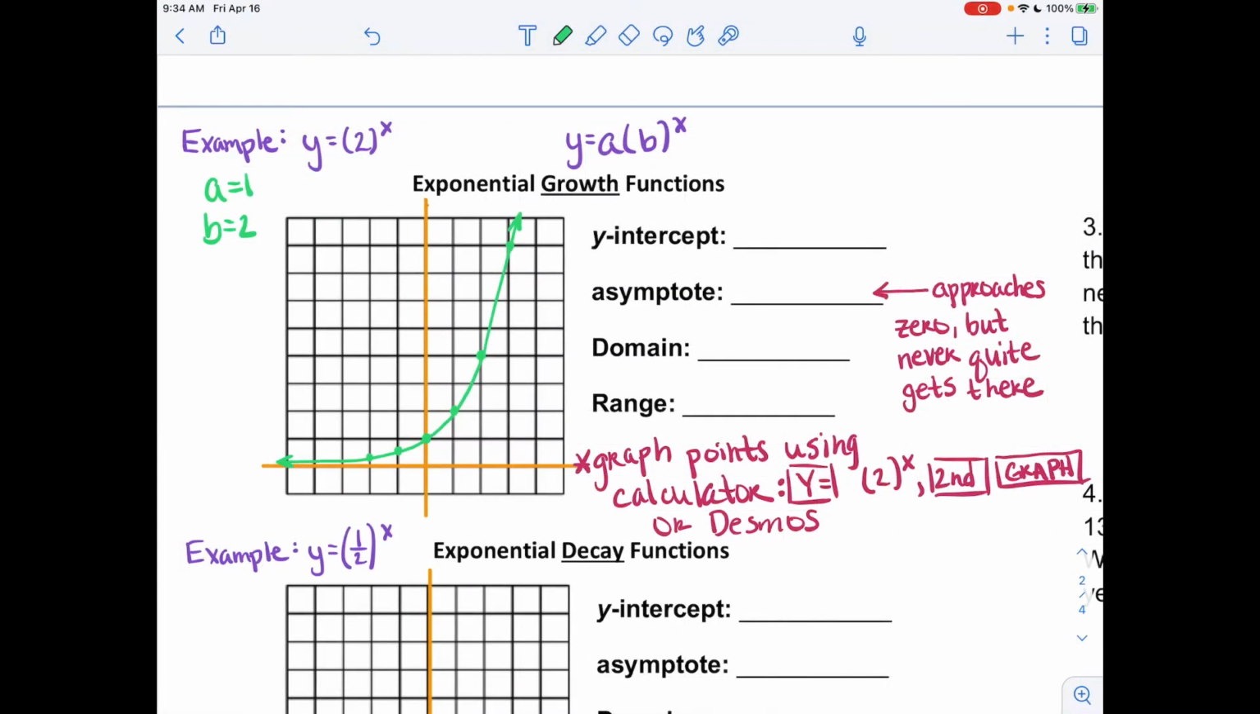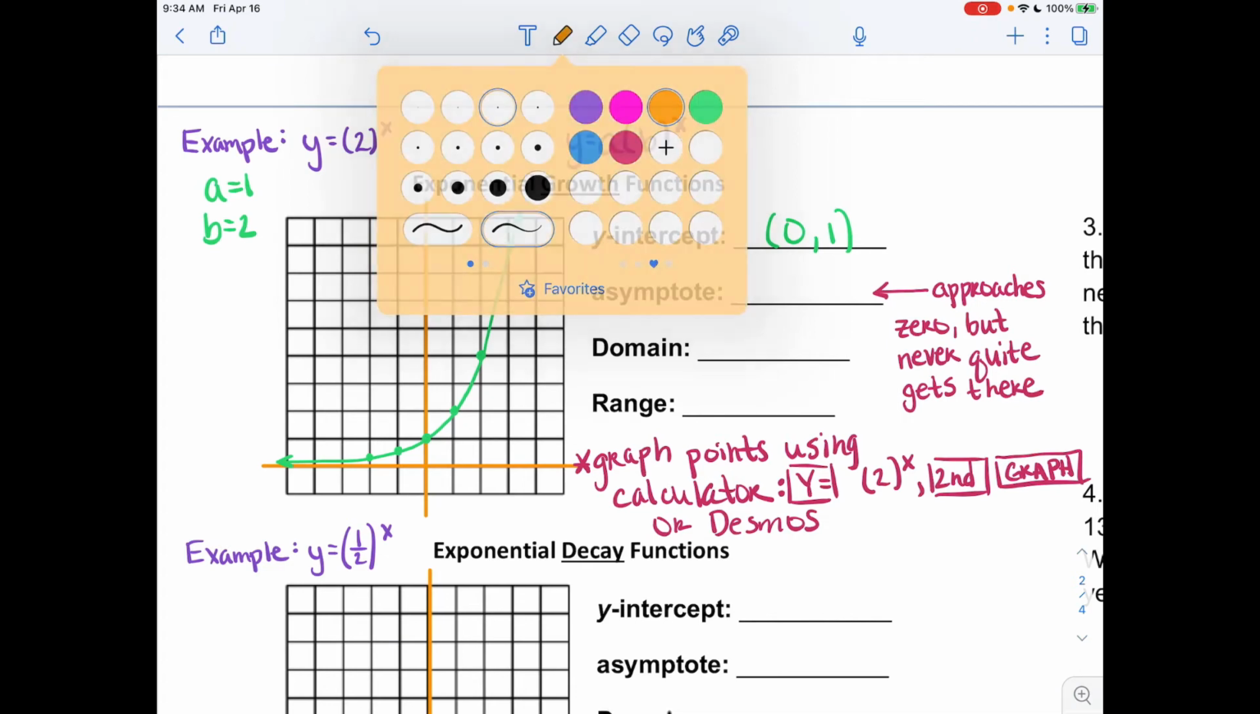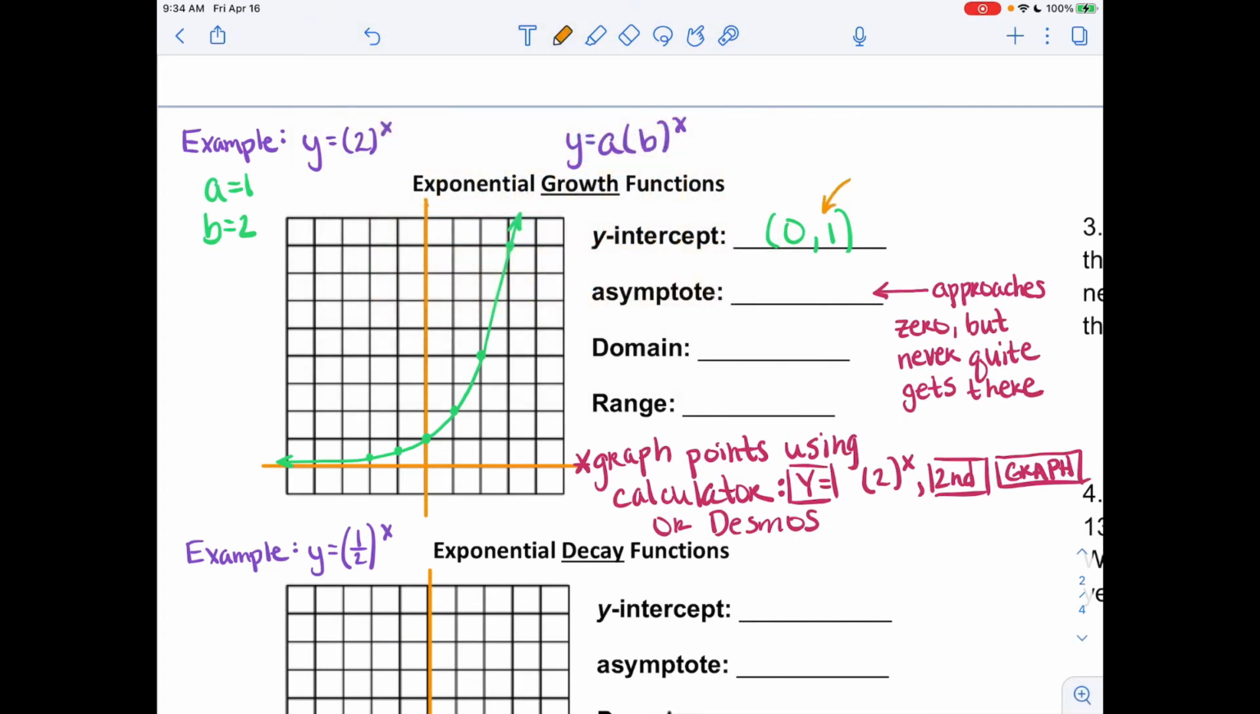So let's go back to our notes and graph these points. You should use the points that you found in your table to plot your graph, and this is what the graph will look like. Let's identify some things on the graph. The first thing I want to identify is the y-intercept, and I can see that that's at the point 0, 1. One thing that I want you to notice is that that 1 is our a value. So this point is 0, a.